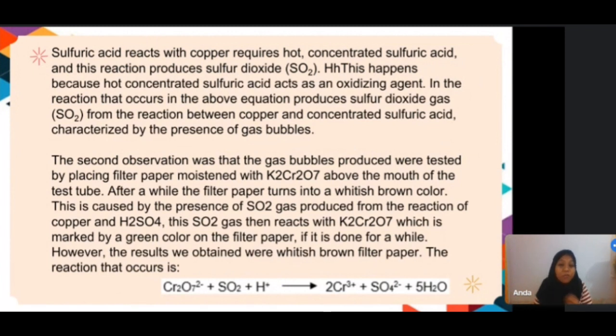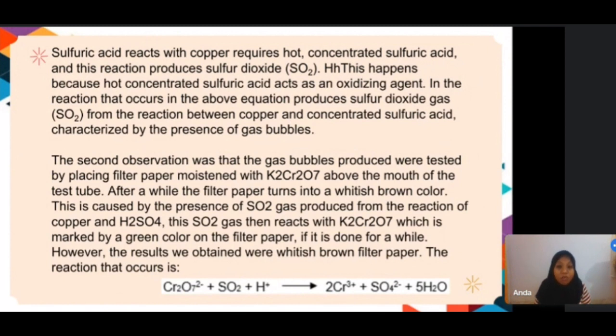the presence of gas bubbles. The second observation was that the gas bubbles produced were tested by placing filter paper stained with K2Cr2O7 above the mouth of the test tube. After a while, the filter paper turns a rich brown color. This is caused by the presence of SO2 gas produced from the reaction of copper and H2SO4.